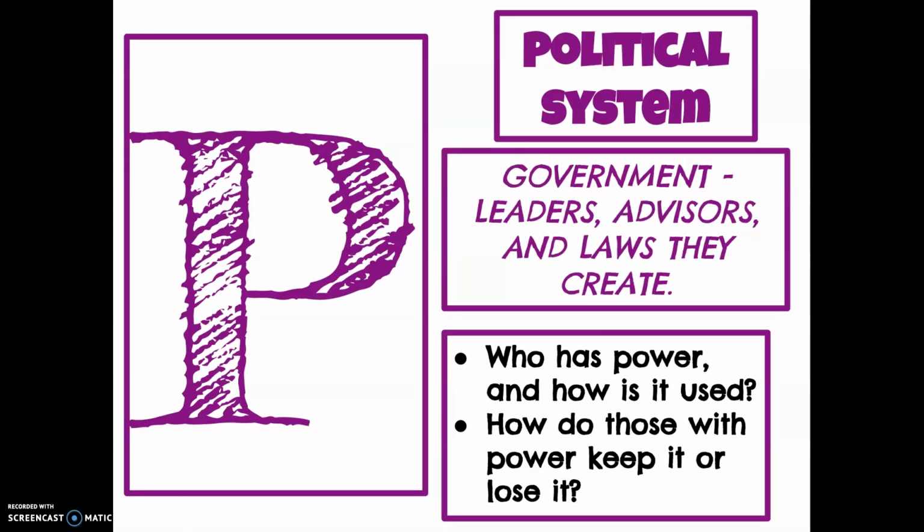Again, make sure you have your pencils ready. We're going to write down political systems. And the definition for that one is government, leaders, advisors, and laws that they create. So who has this power? How do they get the power? How do they keep it?